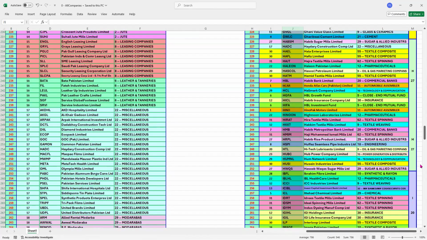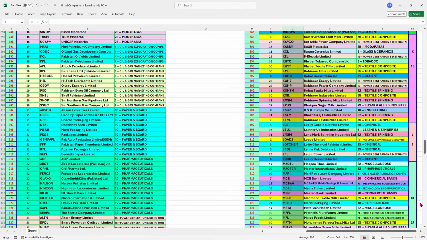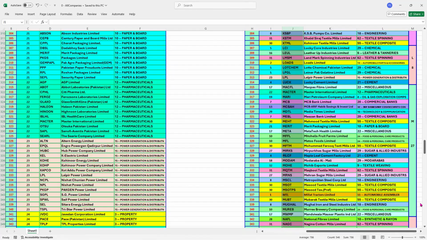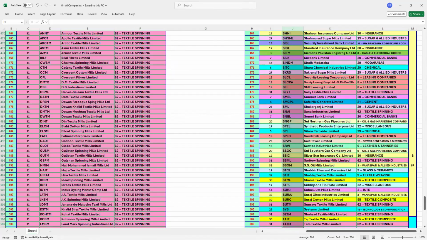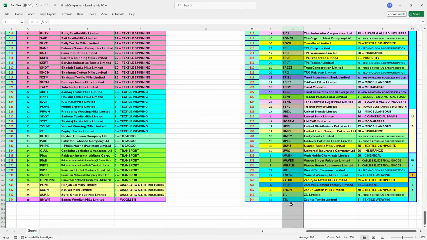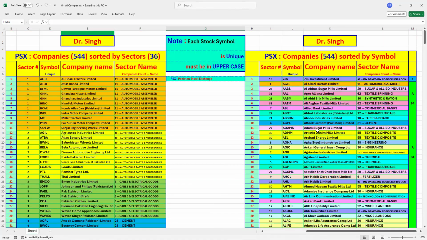I'm going to go slowly; you can pause the video if you like. Let's go to the next page, and you can pause the video and watch all the symbols on the right hand side. And probably the last is 544 over here. The last one has a symbol ZTL. Let's go to the top. And so we have seen the two tables on the left and right are the same. Right hand side is sorted on the symbol, the left side on the sector number.